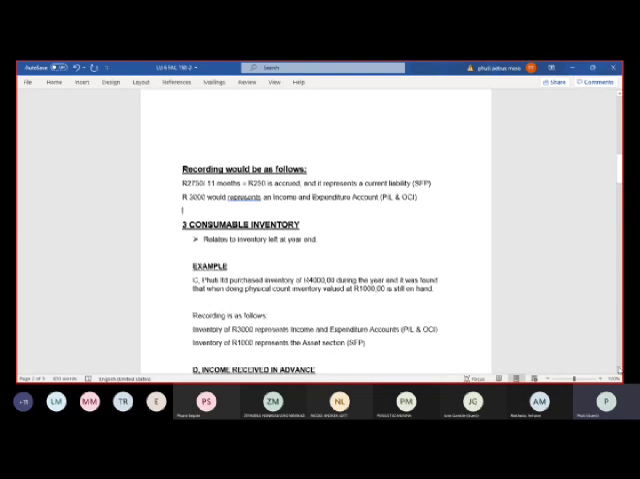Right, let's look at our third item, being the consumable inventory, which relates to the inventory left at year end. This is how it works. I'm going to give you an example with regards to a retail store. Let's look at Pick n Pay, for instance. They've got a financial year period like any other retail business. Okay, so this is how it works.